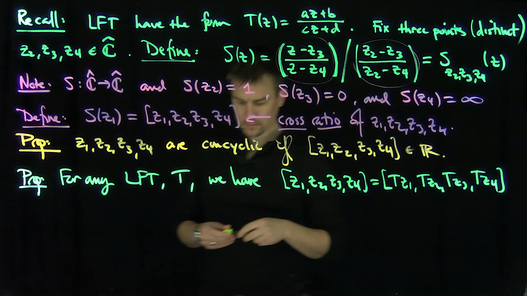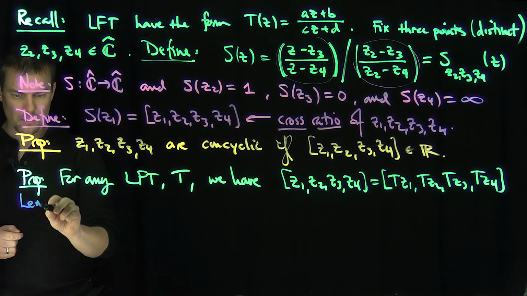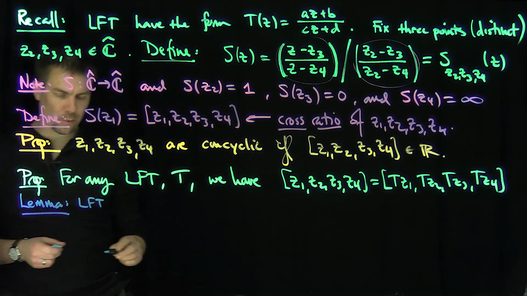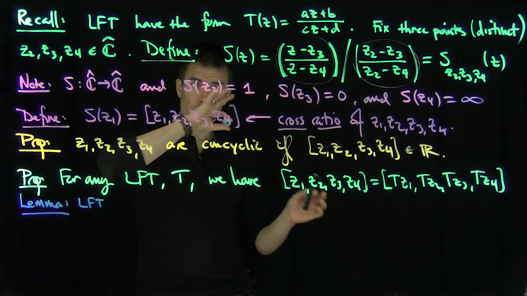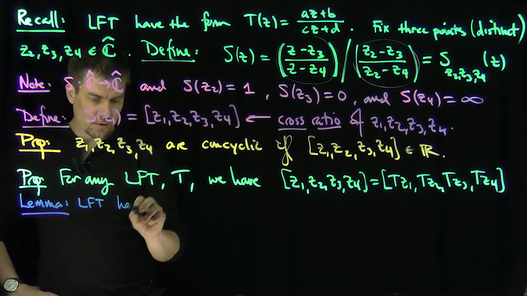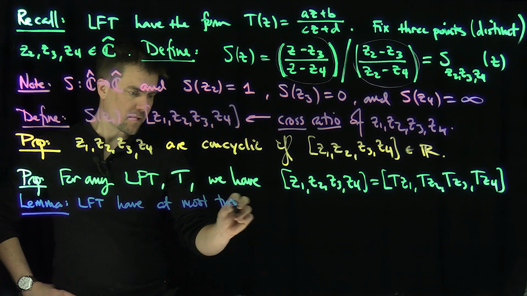And this follows from the fact that LFTs can have at most 2 fixed points. So here's a lemma before we do this proposition. We'll do a whole video on LFT fixed points, because you can classify LFTs via their fixed points. Lemma: LFTs have at most 2 fixed points.